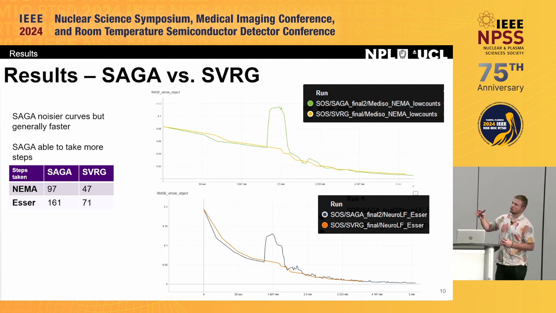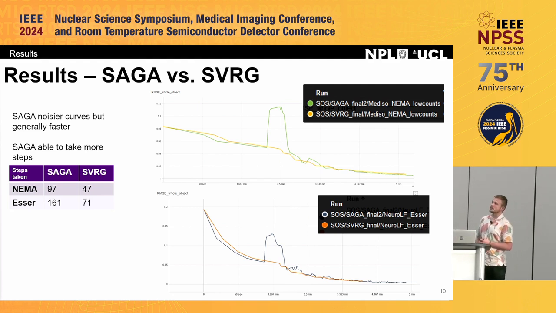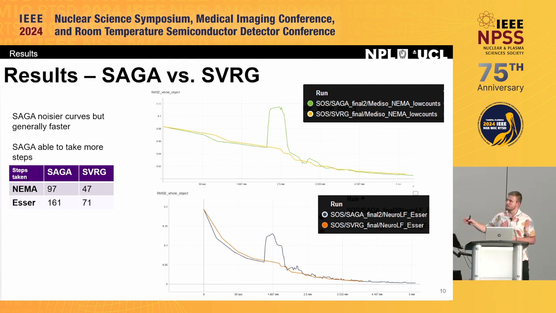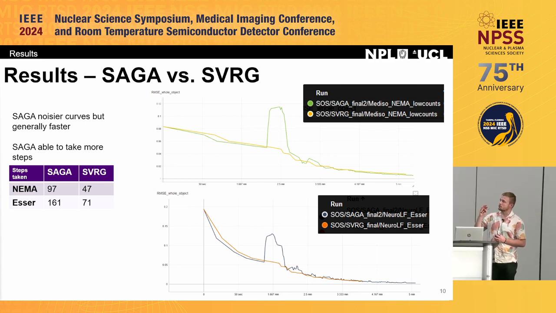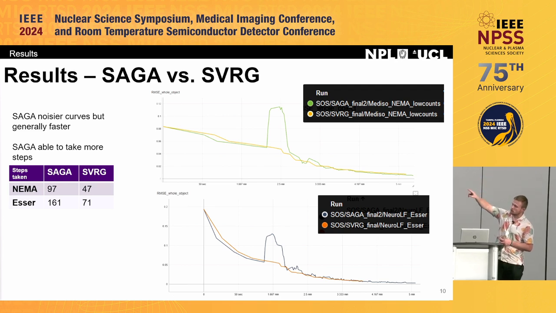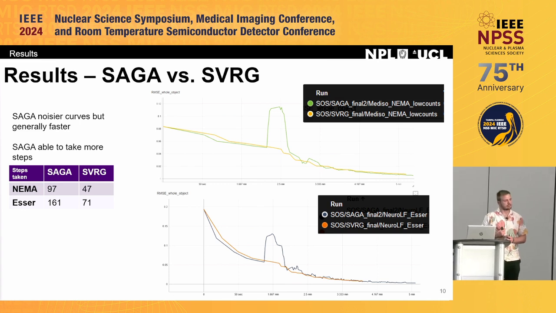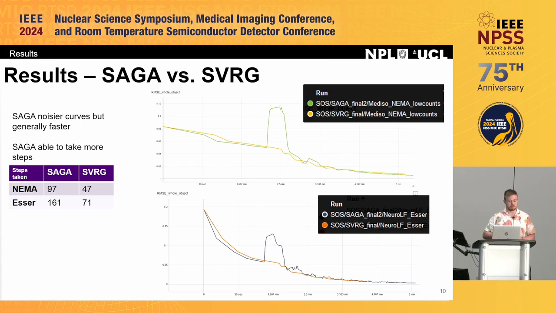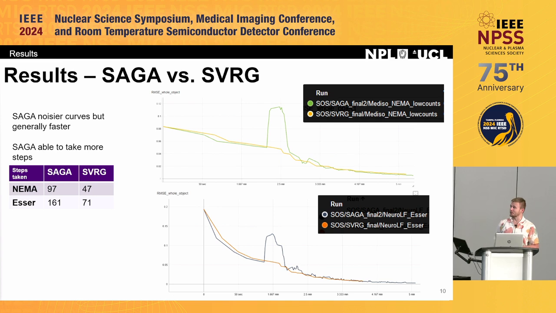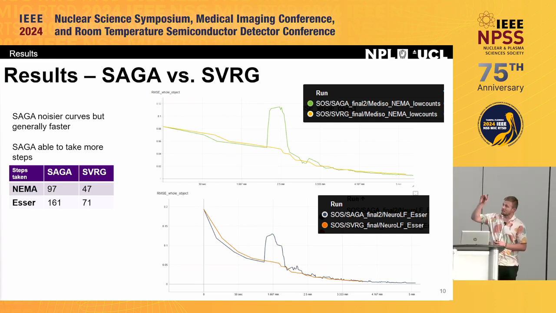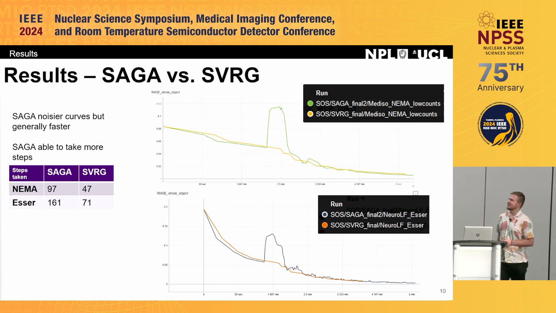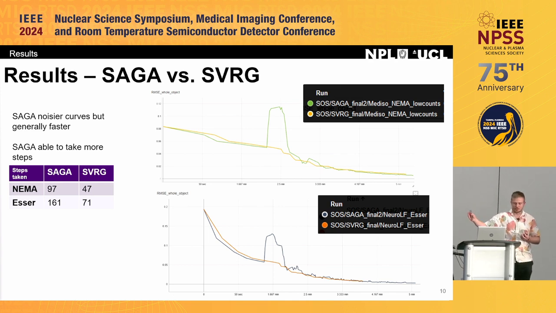So these are some of our results. We saw that SAGA was generally faster than SVRG, but much noisier, and that was primarily because it was able to take many more steps. For the top graph here, there were 97 steps for SAGA compared to 47 for SVRG, and for the bottom, 161 compared to 71, with quite similar drops in root mean square error. But SAGA was just able to take more iterations and so got further.